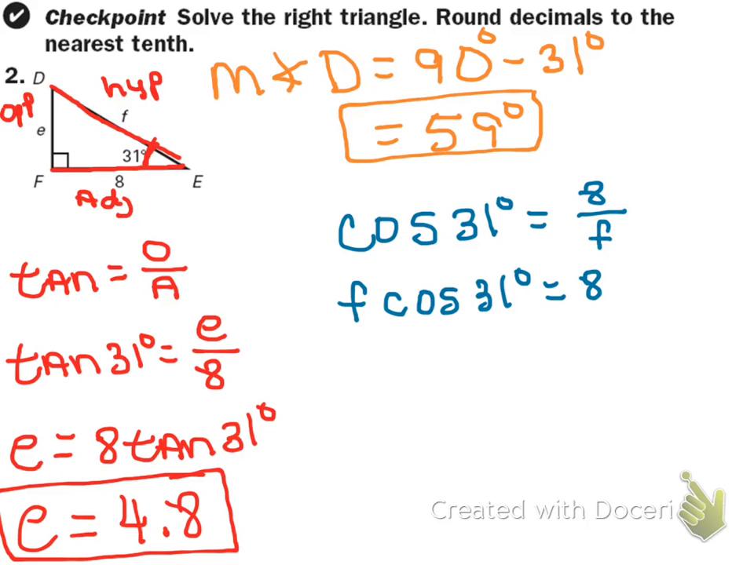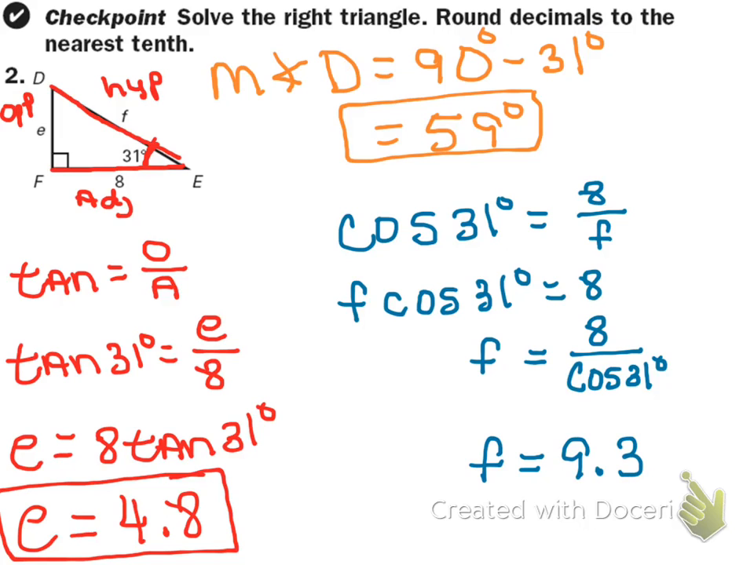Your variable is still not isolated. It's F times the cosine of 31 degrees. So you want to do the inverse of multiplying. You want to divide. Divide both sides by the cosine of 31 degrees. F will be isolated. You'll end up with 8 divided by the cosine of 31 degrees. Punch it into your calculator just like that. 8 divided by, hit your cosine button, 31, hit your equal sign, rounded to the nearest tenth, you'll find that F is equal to 9.3.